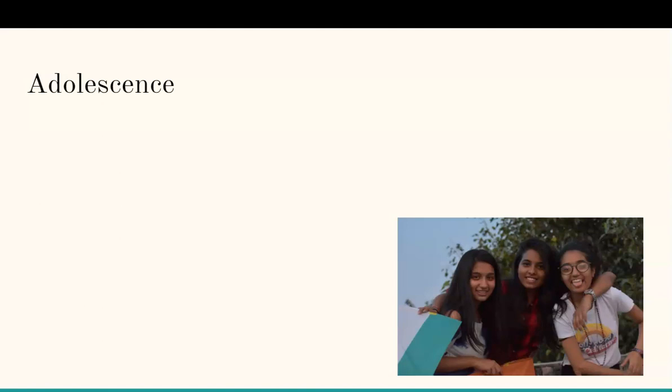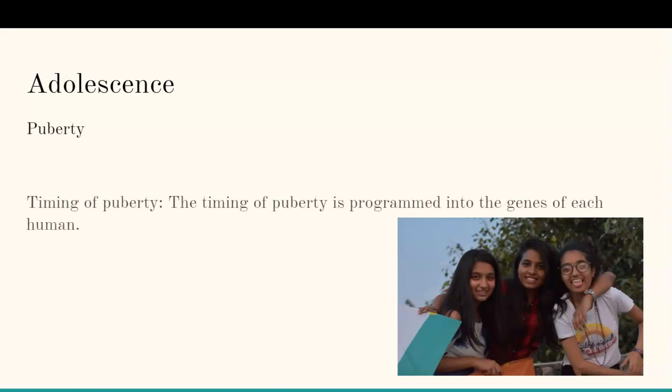Speaking of puberty, next we're going to talk about adolescence. During puberty, we all have been through puberty. Those are just rapid changes in not only our hormones, but also our body. And it's important to know where the timing of puberty comes from, like what dictates the timing of puberty. And this is important. It's also going to be on your quiz.